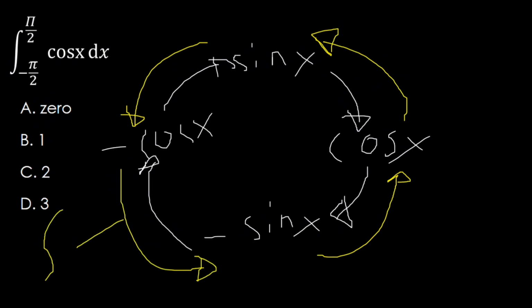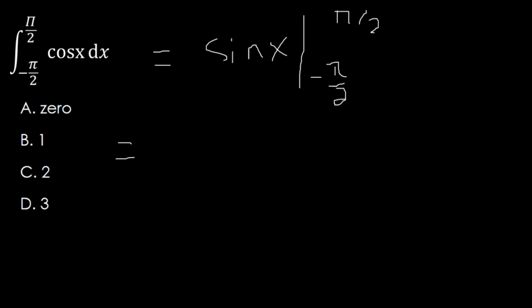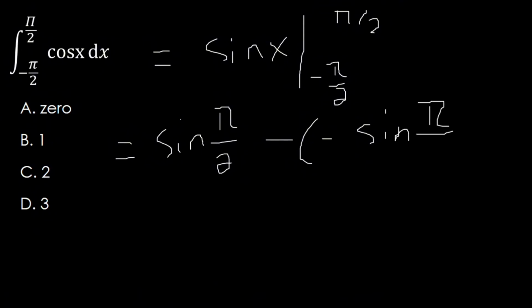Integral, derivative. The value of this one will be equal to what? Sin x with range from negative pi over 2 to pi over 2. Substitute back, that will be what? Sin pi over 2 minus negative sin pi over 2.